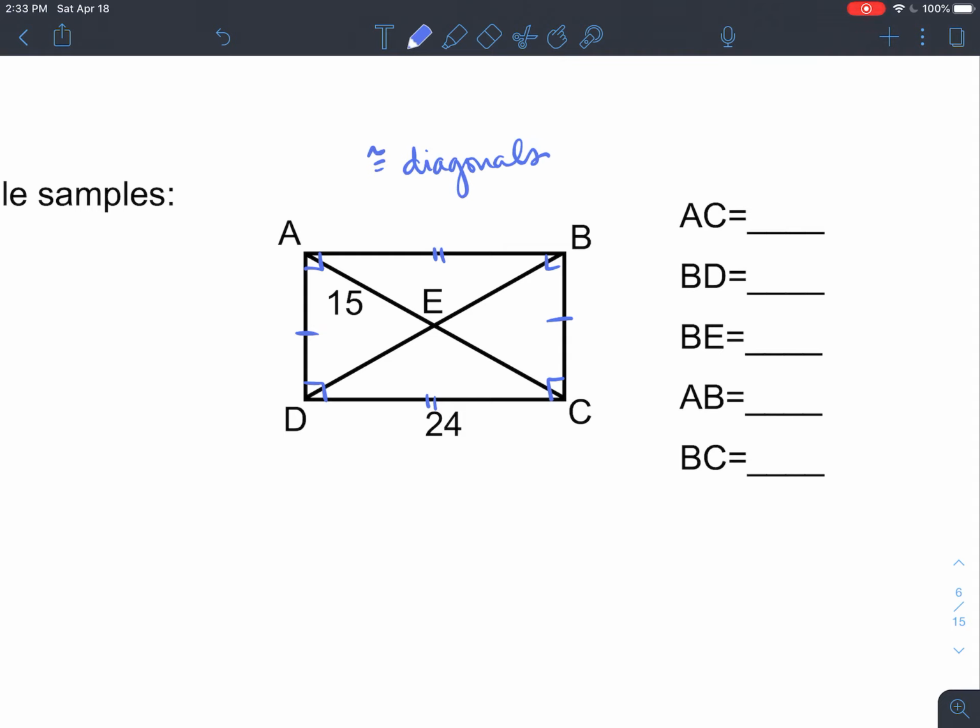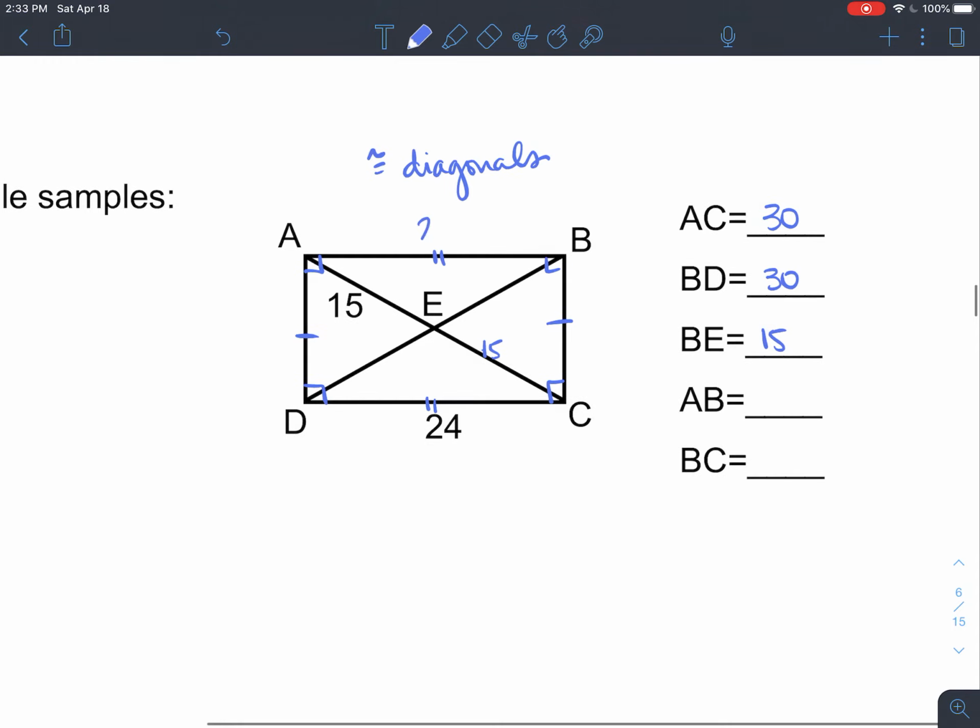Okay, so if we're trying to find AC, if AE has a length of 15, then so does EC. So AC has a value of 30. BD will also have a value of 30 because in a rectangle our diagonals are congruent. BE will be half of that, 15. And AB will match its opposite side at 24.